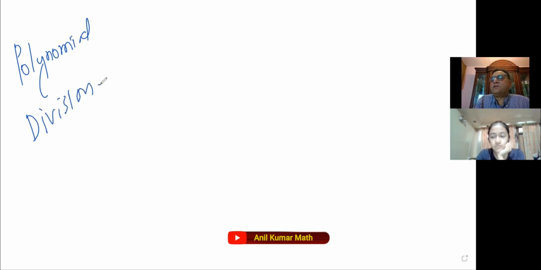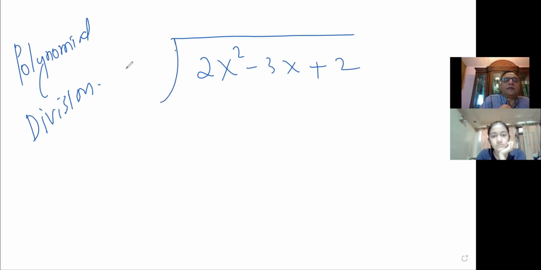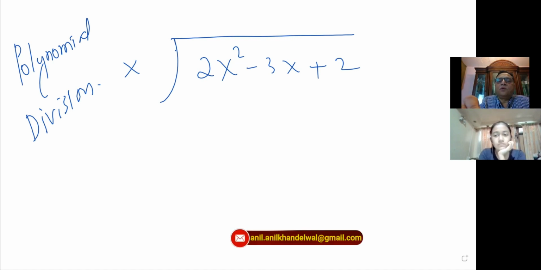So in polynomial division, we do not have just numbers, we could have some variables also. For example, we could have something like 2x squared minus 3x plus 2, for example. Is that clear to you? And we may divide this by something, say, x. Correct? So if I divide this with x, what do I get? And how do I divide?